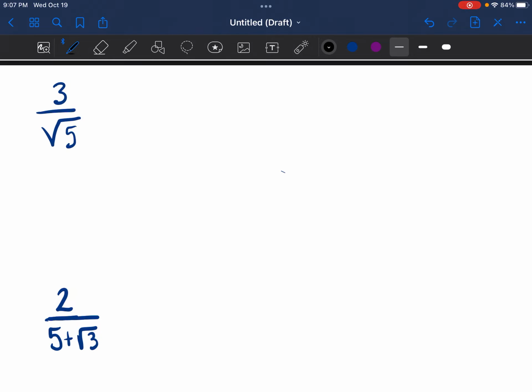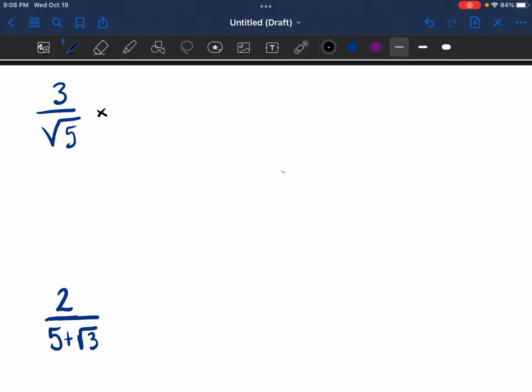In this video, we are going to learn how to rationalize the denominator. So what does that mean? All it means is that we want to remove any radical sign from the denominator, from the bottom of our fraction. So how can we do that? The process of rationalizing a denominator is just to take whatever that denominator is and multiply the entire fraction by that value.